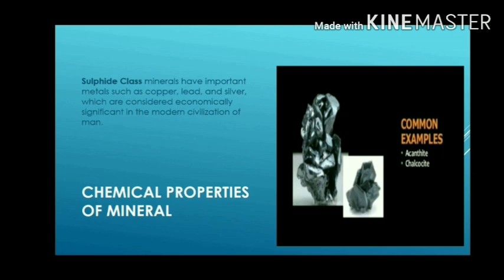We have also the sulfide class. Sulfide minerals have important metals such as copper, lead, and silver, which are considered economically significant in the modern civilization of man. So some sulfide minerals are economically important as metal ores. The sulfide class also includes the selenides and tellurides, arsenides and antimonides, the bismuthides, the sulfarsenides, and the sulfosalts. Sulfide minerals are inorganic compounds.